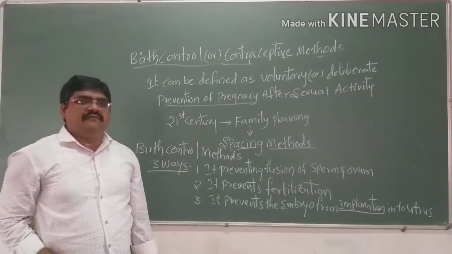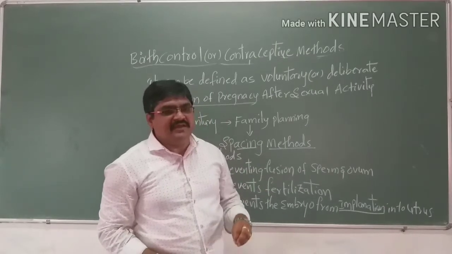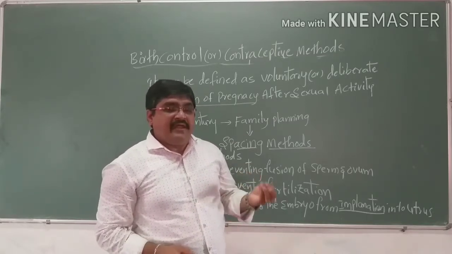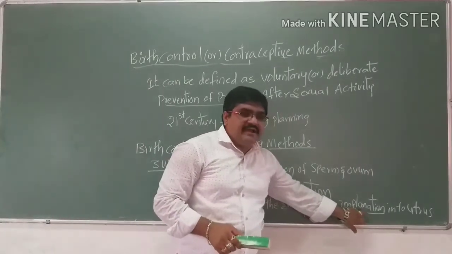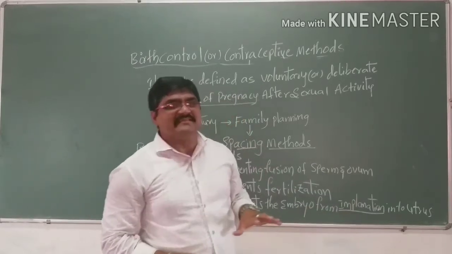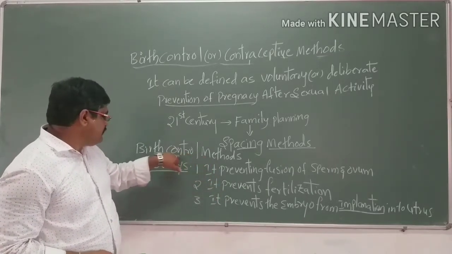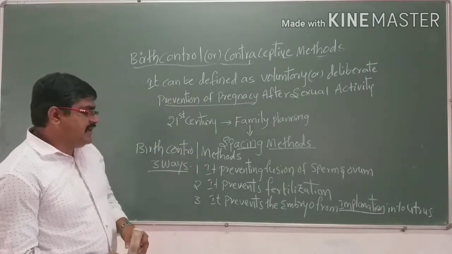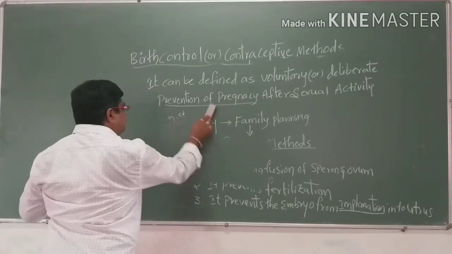Implantation means the attachment of a blastocyst to the uterine wall, the endometrium. That means the embryo should be embedded in the endometrium, attached to it, and only then does it lead to pregnancy. If it is not implanted, it cannot produce a pregnancy, and we can say it is a near miss of a pregnancy. So these are the three ways the controlling methods prevent pregnancy. Next, there are three types of methods to control birth, or contraceptive methods.